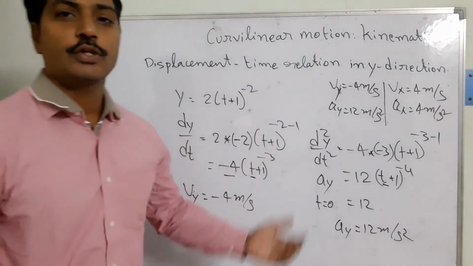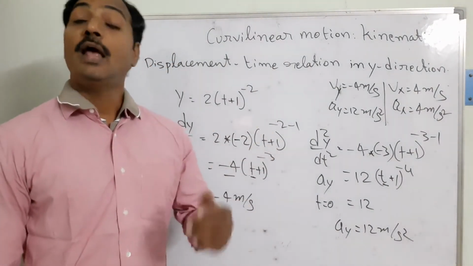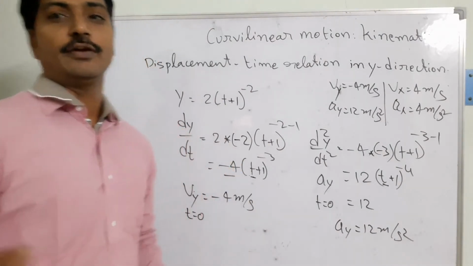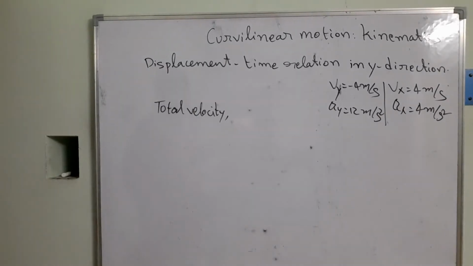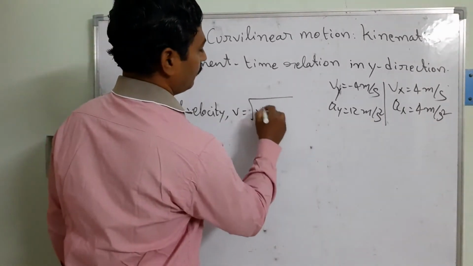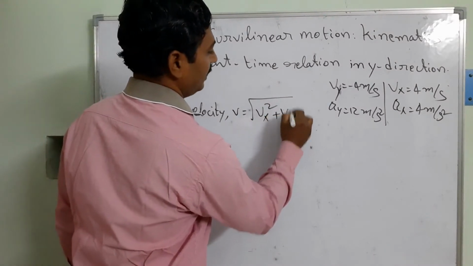Now we need to find the total velocity and acceleration, and the direction of that resultant velocity and resultant acceleration. So here is the total velocity: V is equal to the square root of Vx squared plus Vy squared.